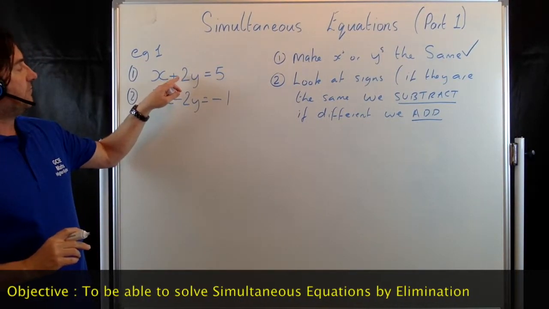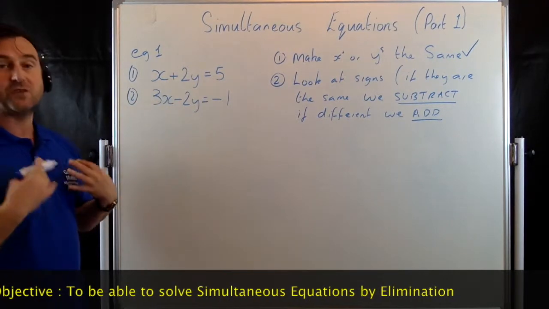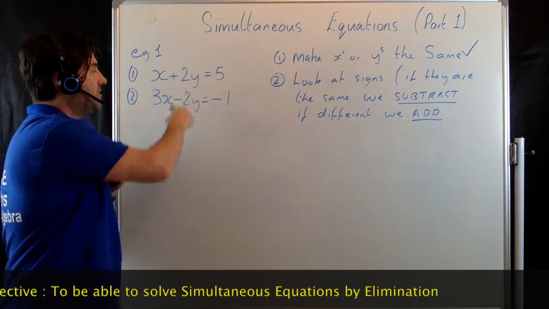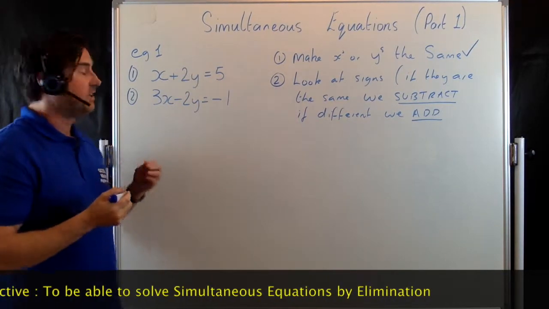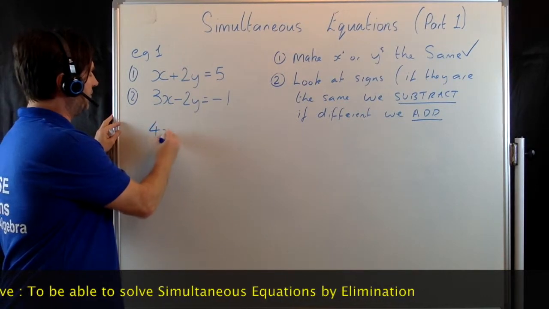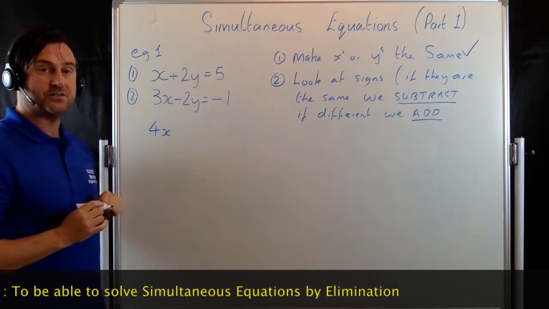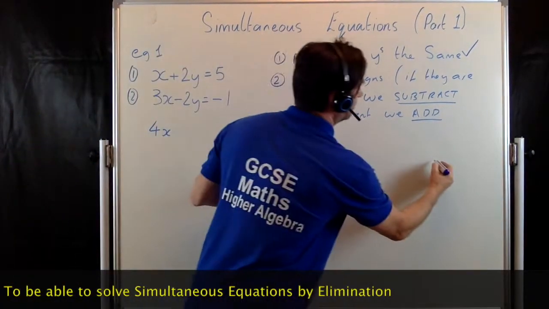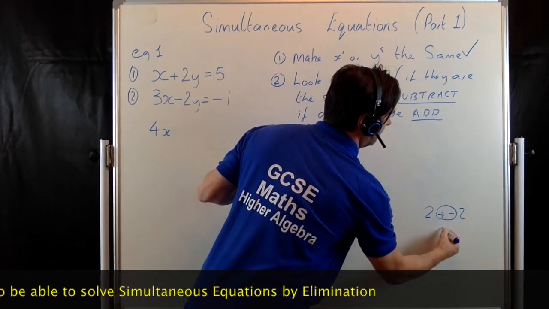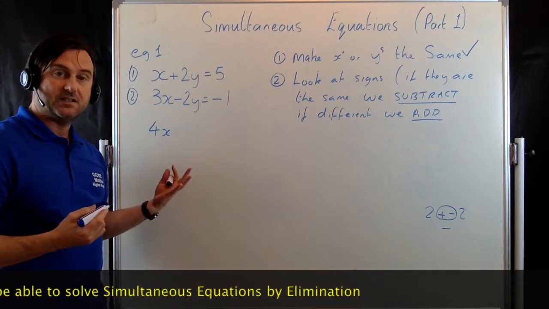Look at what we've got. The signs here, the y's are the same. The signs are different, so we add equation 1 to equation 2. But we must add each term individually. So here we do x add 3x, which gives us 4x. We do 2y add minus 2y. Now if I write that down, if you've got a 2 and you're adding a negative 2, remember that becomes a negative. So 2 take away 2 is 0.